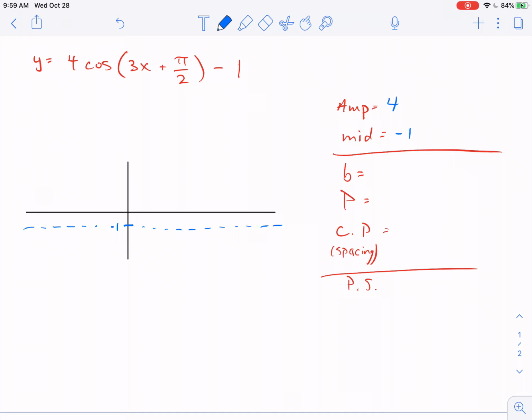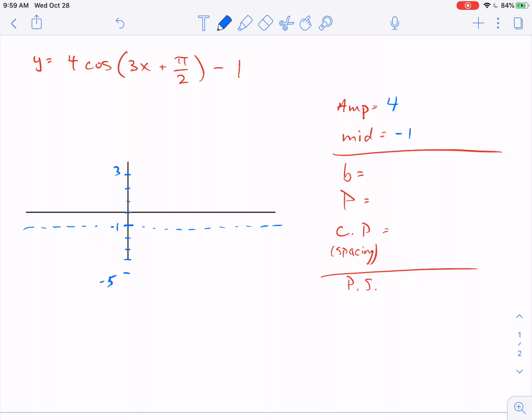I just like to draw in a dotted line, an imaginary line. And then I'm going to go up and down 4. So if I go up 1, 2, 3, 4, I will be at a maximum of 3. And if I go down 1, 2, 3, 4, I will be at a minimum of -5.